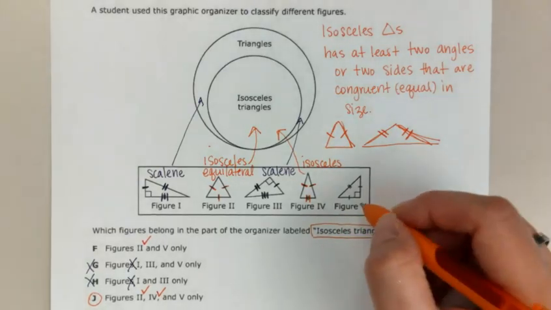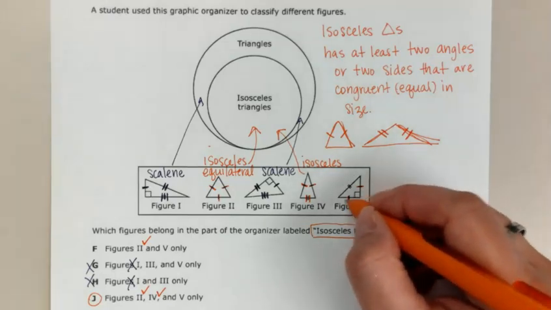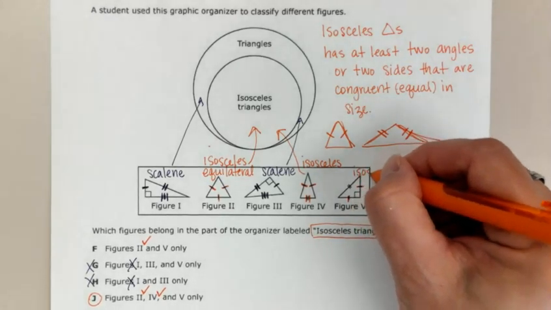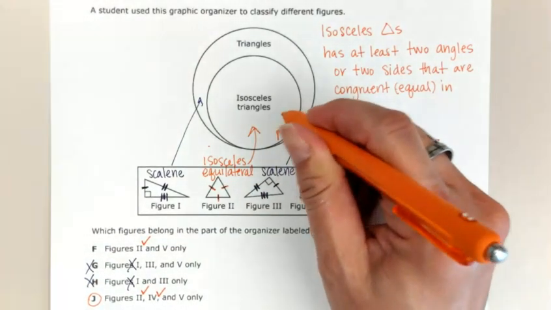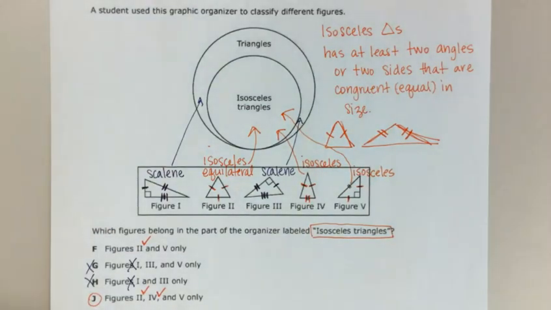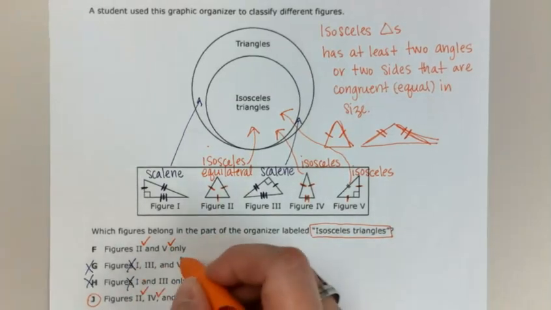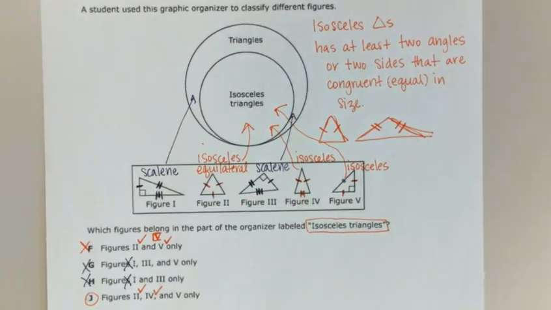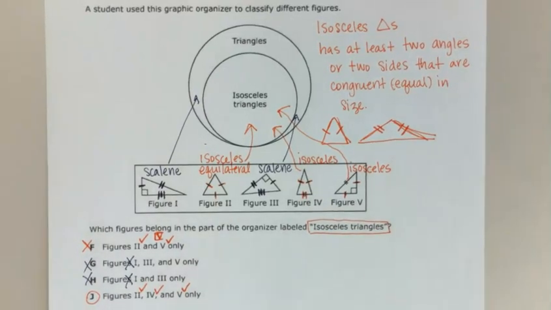So if I look at figure 5, just by looking, I can see that this dash and this dash are the same. That means that these 2 side lengths are congruent or equal to each other. So at least 2 sides are, so this is also an isosceles triangle, and that one would also go into this portion of our graphic organizer. So figure 5 is, but remember answer F didn't have figure 4. So F is not my answer. It had 2, but not all 3 of the isosceles triangles that were given. Answer J has all 3 of the isosceles triangles.